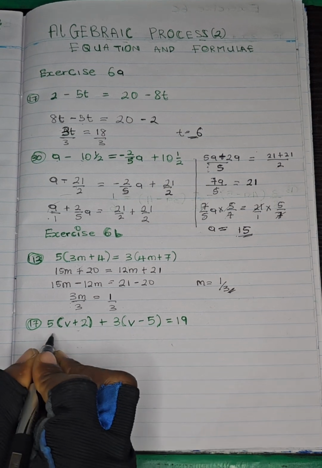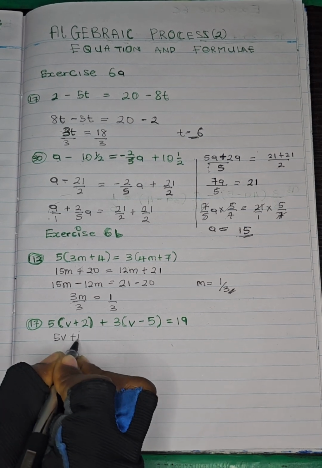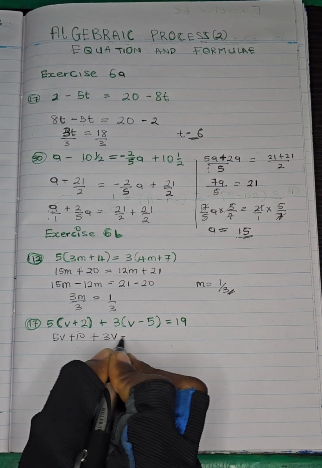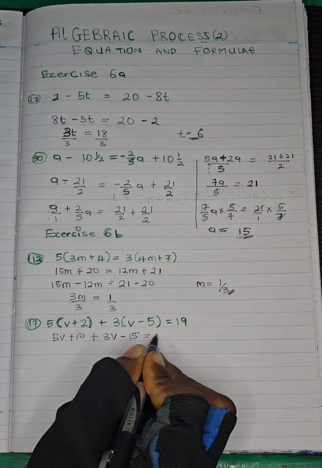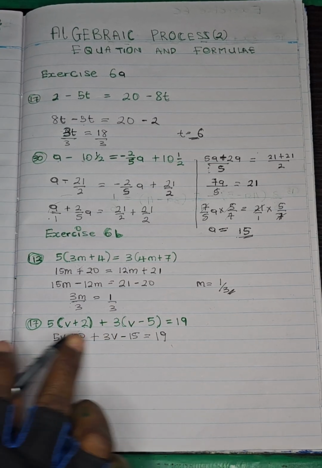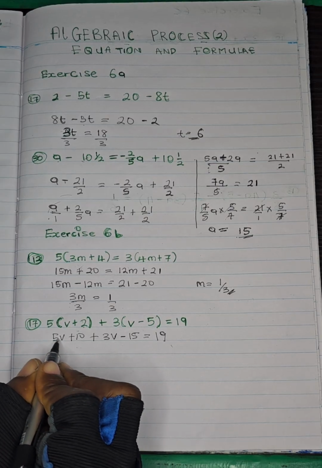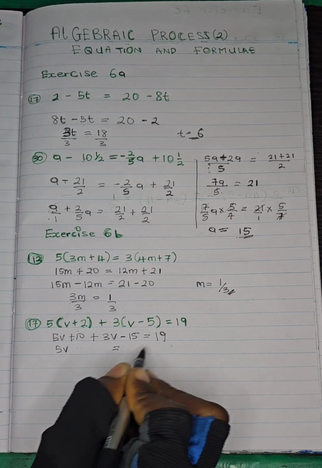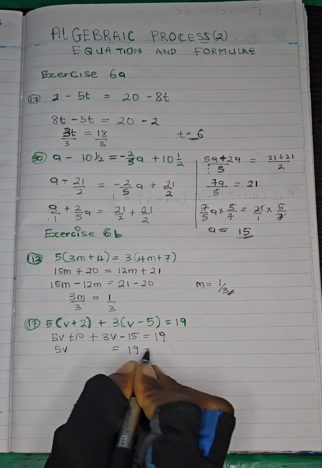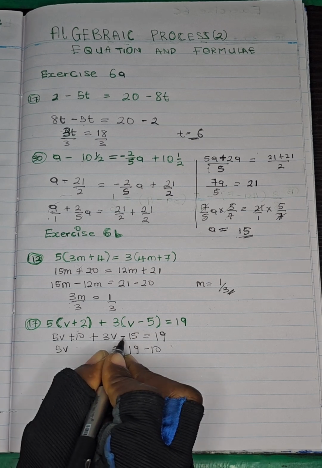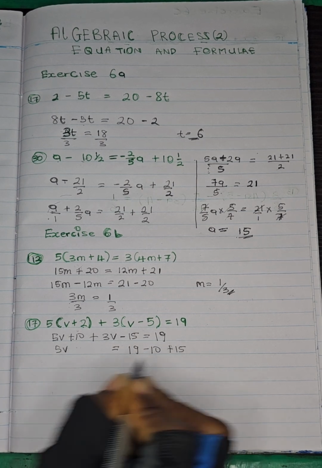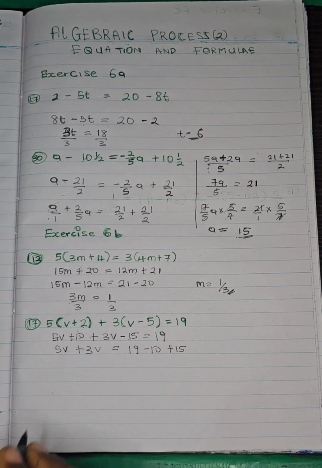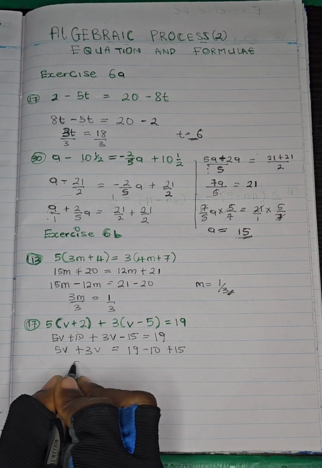So we have something like this. So let's open the bracket. 5 times v, we have 5v plus 10. That's 5 times 2. Plus 3 times v, 3v, 3 times minus 5, minus 15 is equal to what? 19. So what we're going to do is leave v this side, move the rest to the other side. So here we have 5v. This is plus 10. So when plus 10 crosses, this is 19, you have 19 already. When plus 10 crosses the equation, it becomes minus 10. When minus 15 crosses the equation, it becomes plus 15. So this is plus 3v that was here. We only move these two to the other side of the equation.